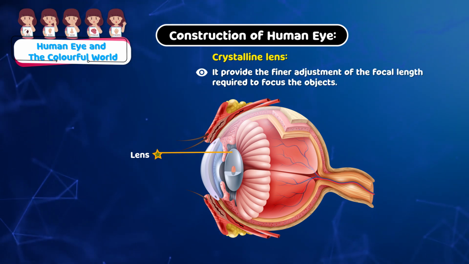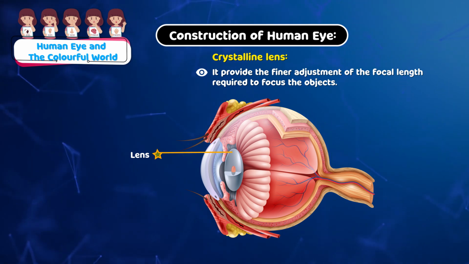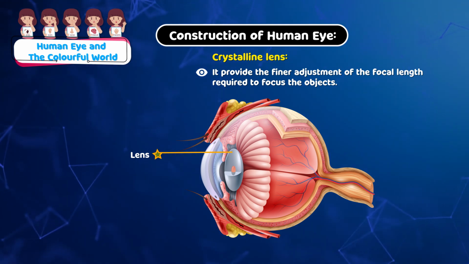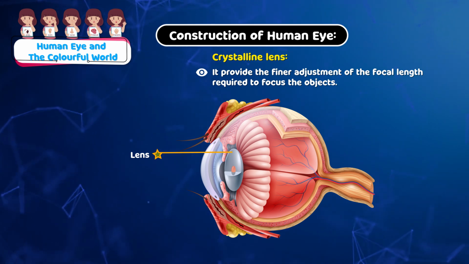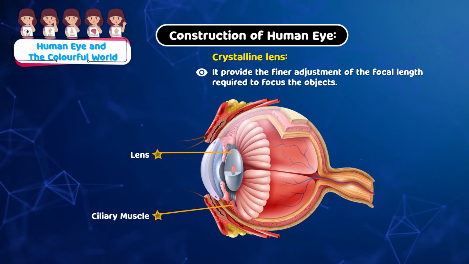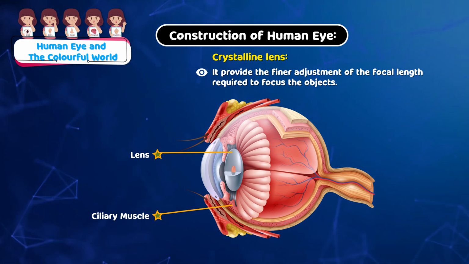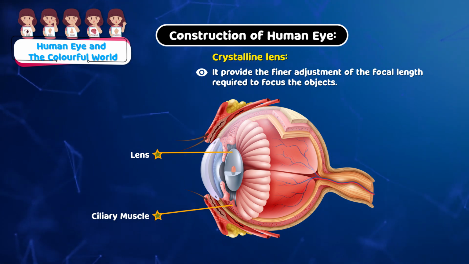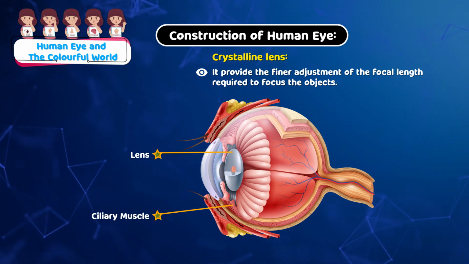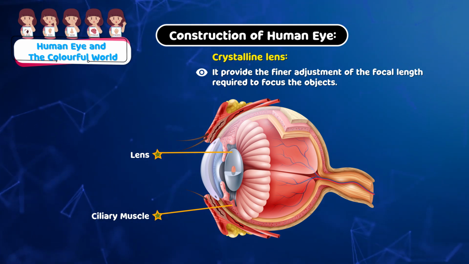Whatever you have seen, a distant object or a nearer object, whatever it is, that focus can be on the retina with the help of an adjustment of the focal length of the crystalline lens. And the ciliary muscles make the crystalline lens move freely so as to make the adjustment. Ciliary muscles are, as shown in the figure, just surrounding the crystalline lens.